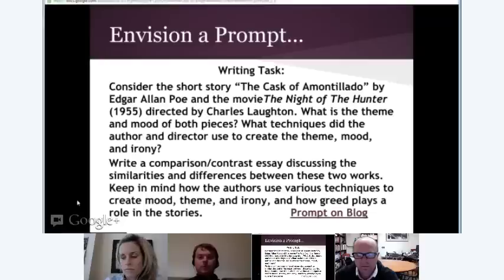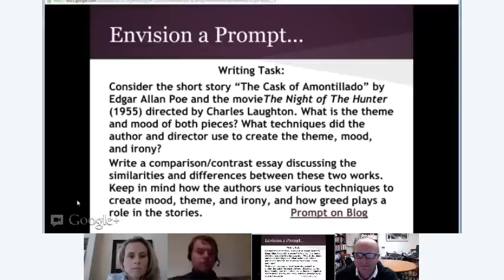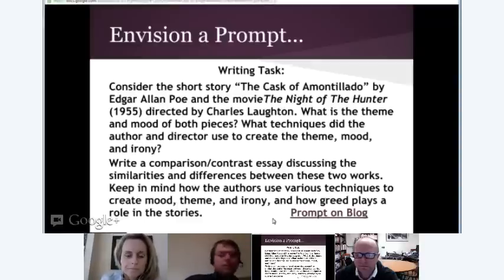So this was their prompt. I'll give you a moment to look over that. It's kind of scary. Given the short story and the movie, what's the theme and mood of both pieces? What techniques did the author and the director use to create the theme and the mood? Write a compare-contrast essay discussing the similarities and differences between these two. Keep in mind how the authors are using various techniques and how greed was playing a role in the stories. And then I put a link there, so I'll share these slides later.